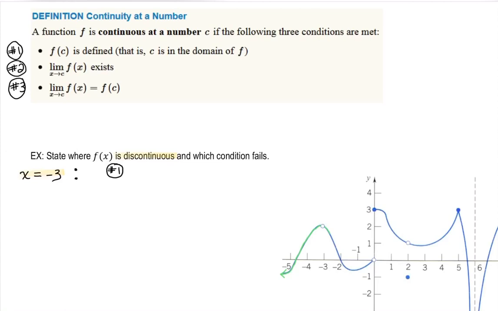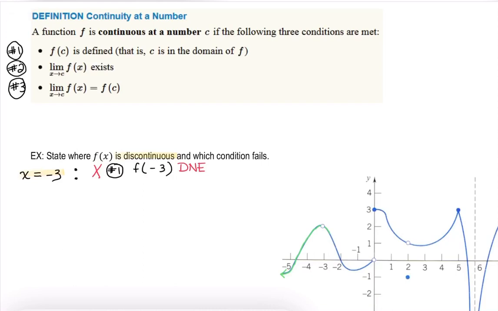So first part of our 3-part definition is looking at, does the point even exist? What is f of -3? Well, in this case, f of -3 doesn't exist. There's an open circle there, and that point is not defined anywhere else. So my first condition is the one that fails because f of -3 does not exist. All right, let's keep going.